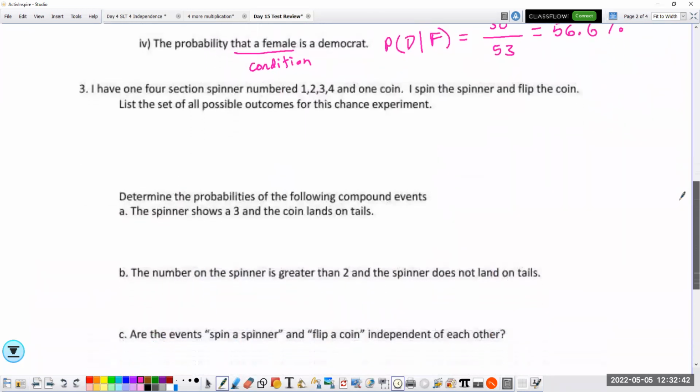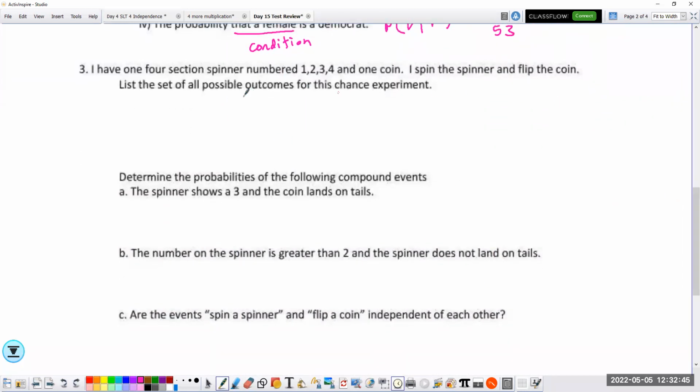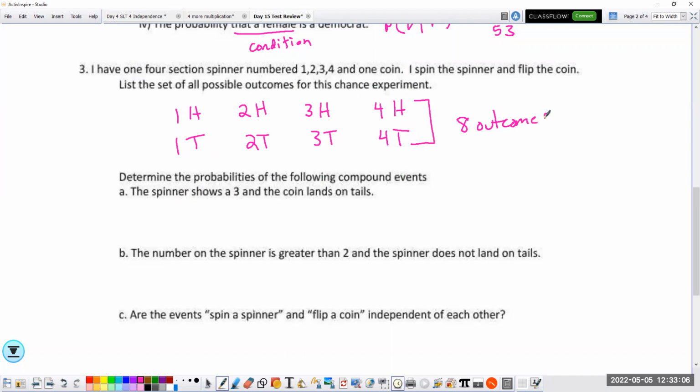Number 3, I have a spinner and I have a coin. And so I need to list all the outcomes. So I could go 1 head, 2 head, 3 head, 4 heads, 1 tails, 2 tails, 3 tails, and 4 tails. Determine the probability. So I'm going to make a note. I have 8 outcomes. The spinner shows a 3 and the coin lands on tails. Well, that's just one possible outcome out of the 8.